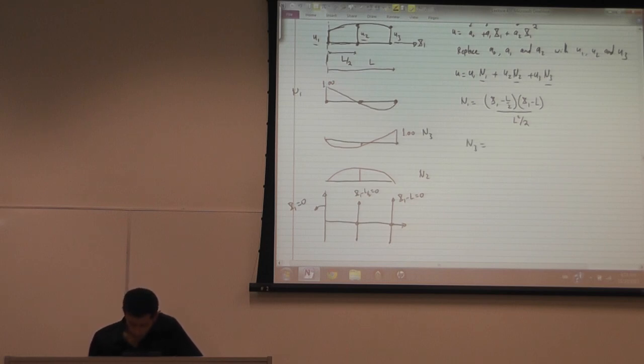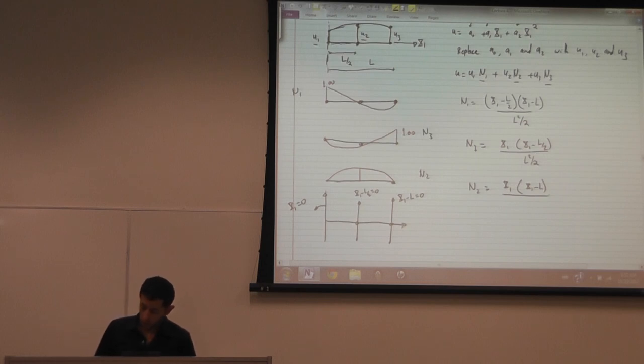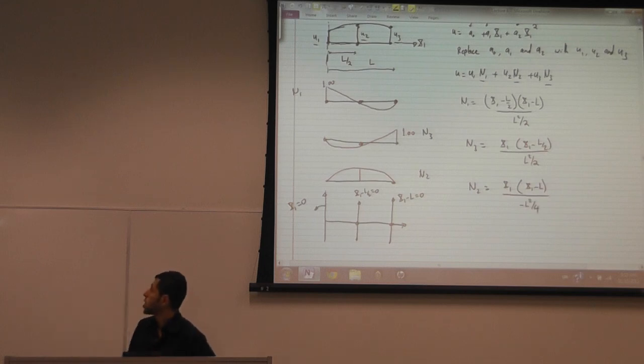N3 similarly will be equal to, I want it 0 here and I want it 0 here. So x1 minus l over 2 divided by, I wanted 1 when x is equal to l, so l minus l over 2 is l over 2, multiplied by l, so l squared over 2. And N2 is equal to 0 here, 0 here. So this is x1 and this is x1 minus l, divided by, I want it 0 when x is equal to l over 2, so negative l squared over 4. And these are the three shape functions.